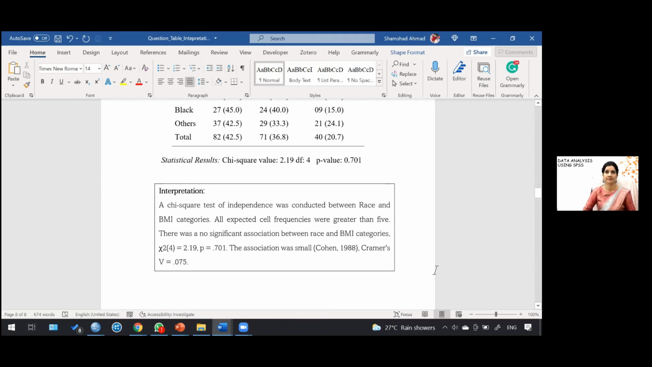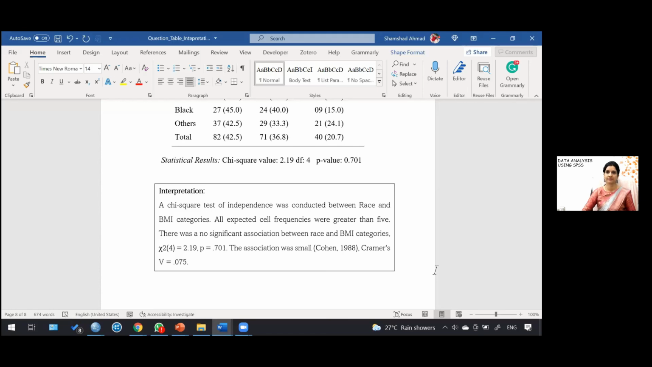I am reading, ma'am. Okay, Dr. Pramod, thank you. A chi-square test of independence was conducted between race and BMI categories. All expected cell frequencies were greater than 5. There was no significant association between race and BMI categories. Chi-square value is 2.19 and degree of freedom is 4. P value is 0.701. The association was small.